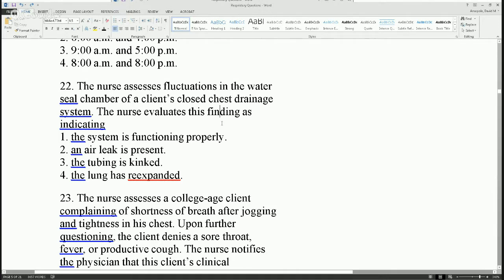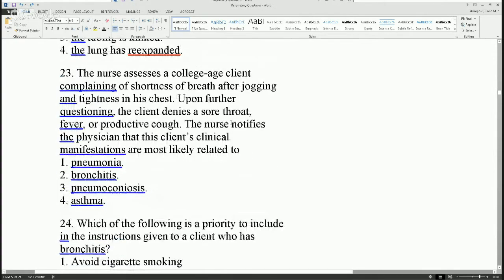All right, Christy. The nurse assesses a college-age client complaining of shortness of breath after jogging and tightness in his chest. Upon further questioning, the client denies a sore throat, fever, or productive cough. The nurse notifies the physician this client's clinical manifestations are most likely related to what? Four. Asthma. We got some yummy asthma, exercise-induced.